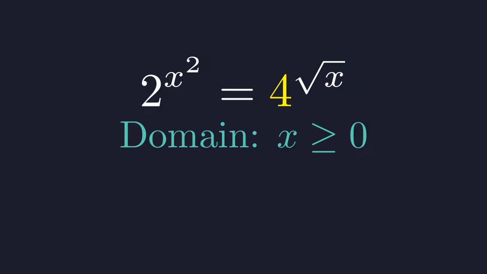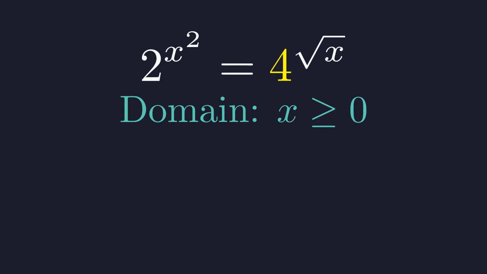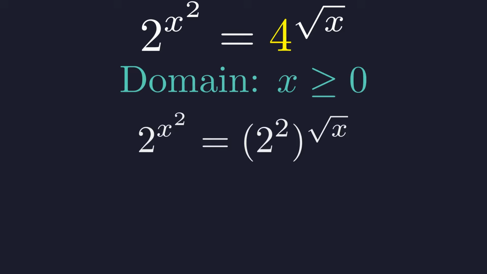Now here's the key insight that unlocks everything. 4 isn't just 4. It's 2 squared. And when you're dealing with exponential equations with different bases, your first instinct should always be, can I express these in terms of a common base? So let's rewrite 4 as 2 squared.